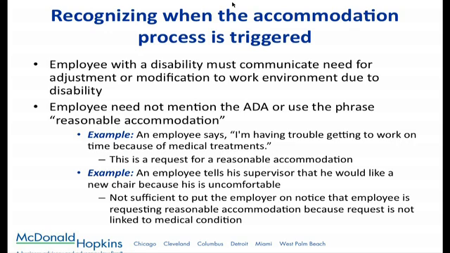But the employee doesn't have to use magic words. They don't have to come to you and say, I have an ADA qualifying condition and I need to discuss a reasonable accommodation. It would be great if employees did that. It would help employers, for clarity purposes. However, typically it comes in a much less formal and less clear request. And it may not even be presented as a request.